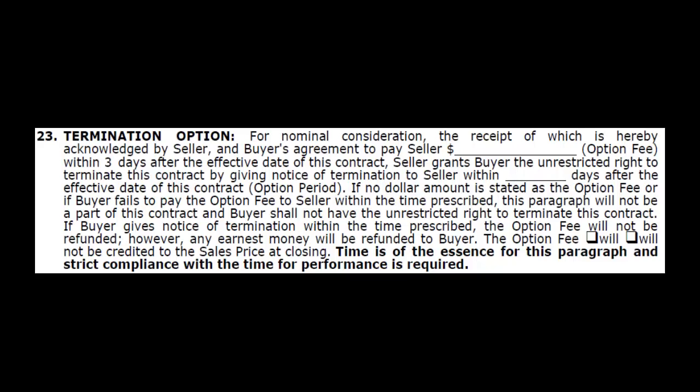What that means is that if you are an hour late, a minute late, shoot, a second late on any of these deadlines, then you can be held accountable for not obeying the terms of the time prescribed here, and what you've got to do during the time prescribed. And so if you don't do what's required during that time, then this paragraph won't be in effect. For most of the rest of the contract, time is not of the essence.